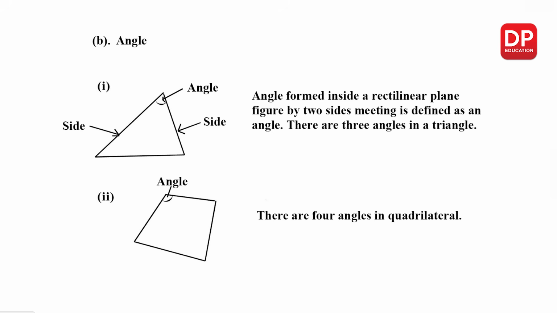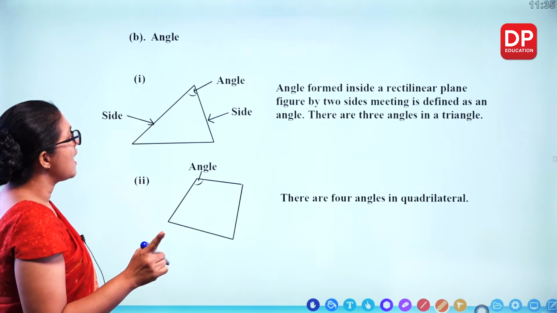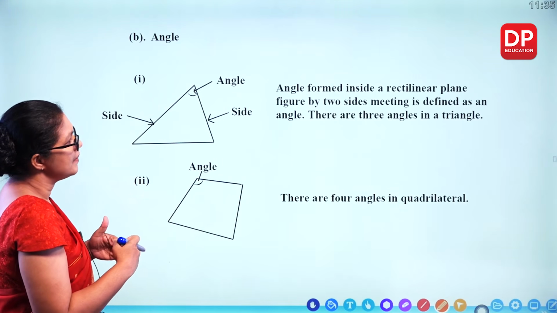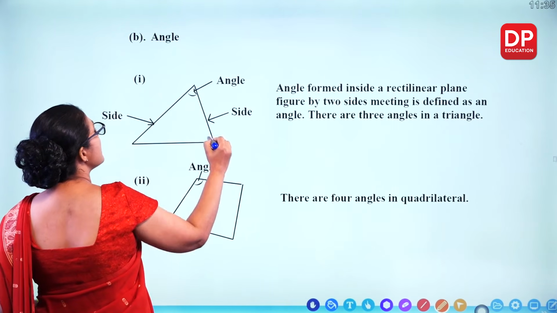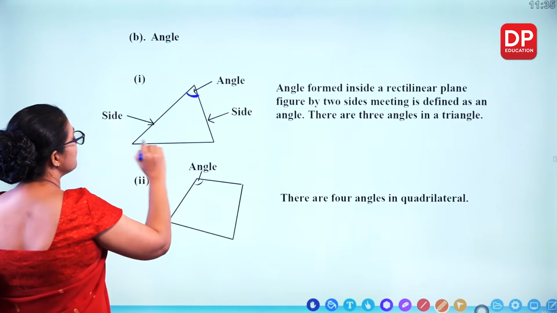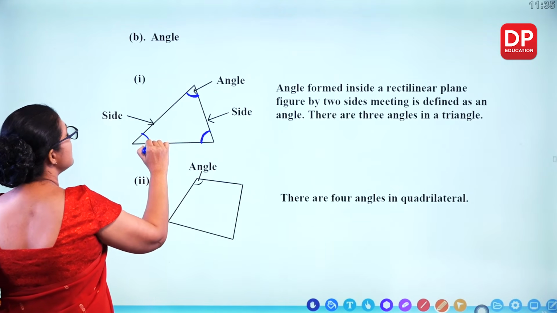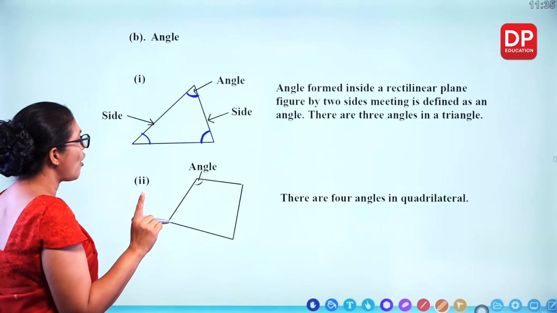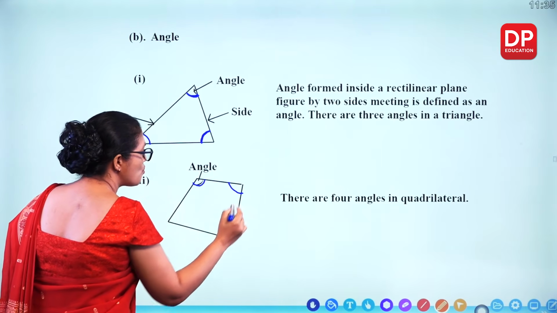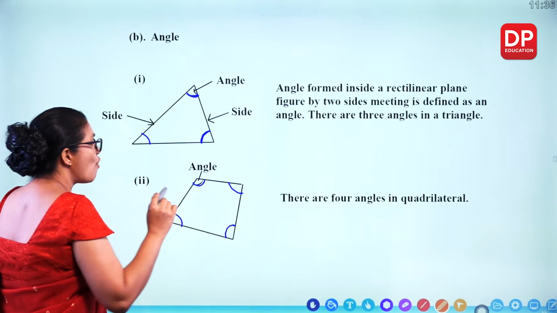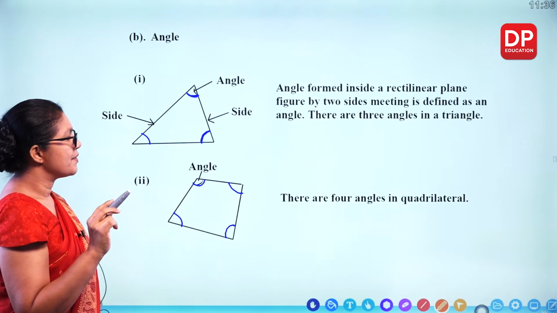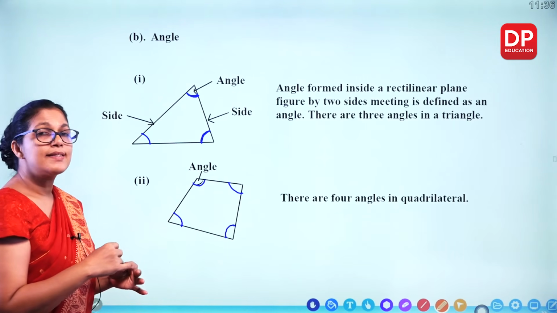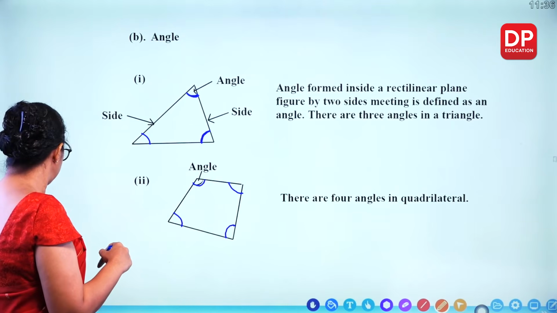Then you need to know what an angle is. An angle formed inside a rectilinear plane figure by 2 sides meeting is an angle. So when 2 sides intersect, we get an angle. This is another angle and this is another angle. There are 3 angles in a triangle. So how many angles in a quadrilateral? 1, 2, 3, 4. 4 angles in a quadrilateral. So 4 sides and 4 angles in a quadrilateral, and 3 sides and 3 angles in a triangle.